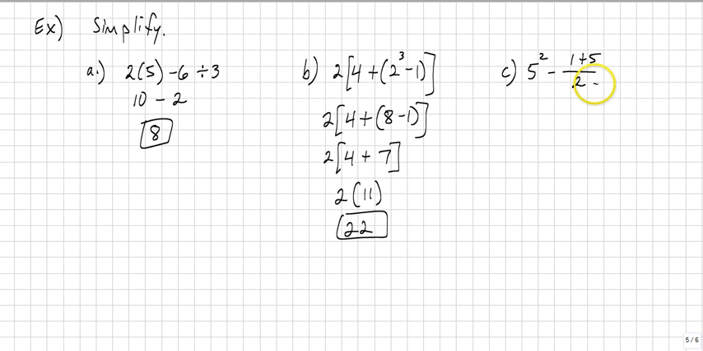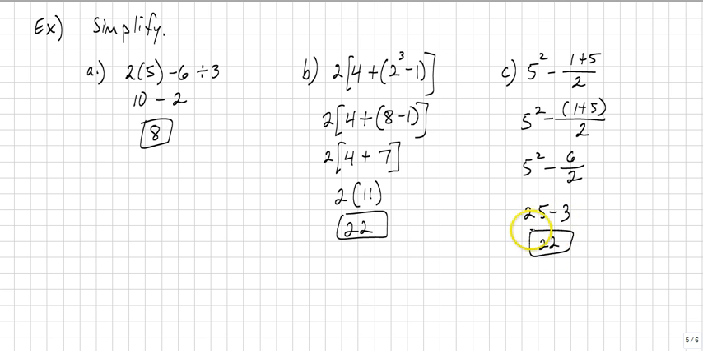For this last one, we have this fraction. And anytime you see a fraction like this, and there's anything to be done in the numerator or denominator, you want to think of that as having parentheses on it. So that 1 plus 5 would have parentheses on it. So we need to do the 1 plus 5 first. So it'll be 5 squared minus 6 divided by 2. We do the exponent, we do the division, and then we do the subtraction. Get 22.